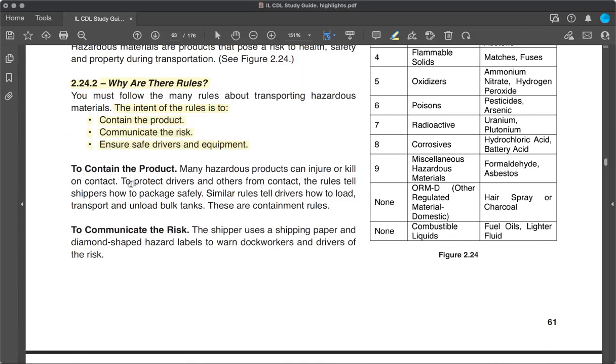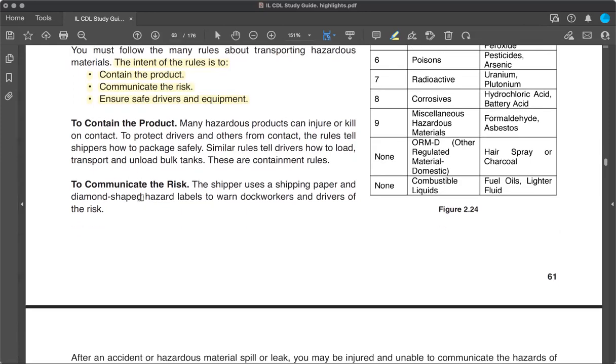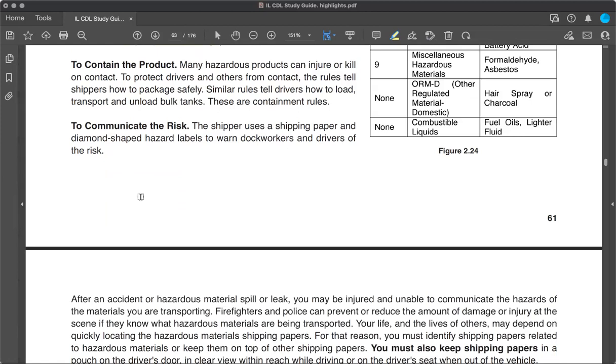To contain the product: many hazardous materials can injure or kill people upon contact. So we want to make sure that we know how to contain that and what the rules are for containment. That's all explained specifically in the hazmat endorsement. The second is to communicate risk, and we all should be familiar with this.